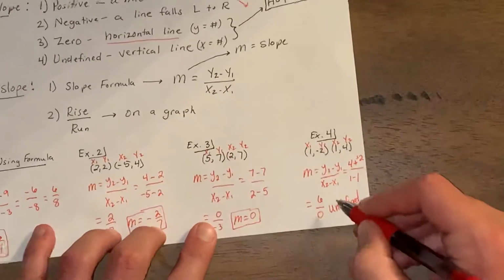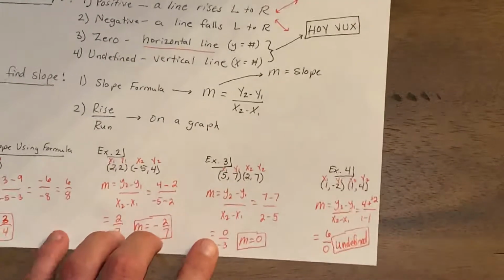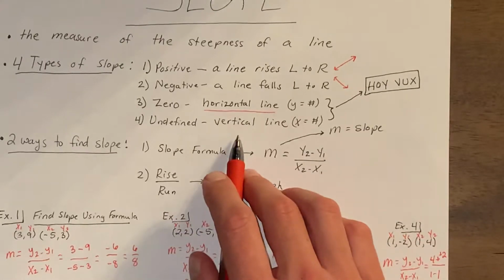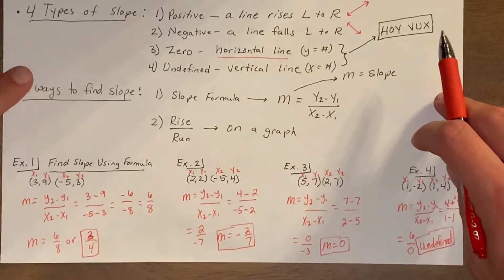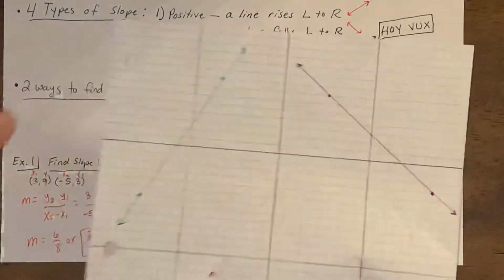So if ever I have 0 as my denominator, I just write the word undefined. That means that slope is going to be a vertical line. So here's our 4 examples for the slope formula. That's one way we use to find slope.